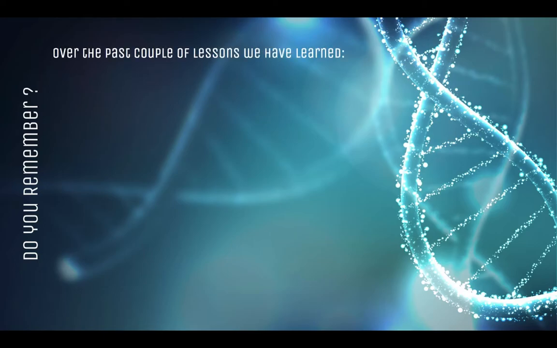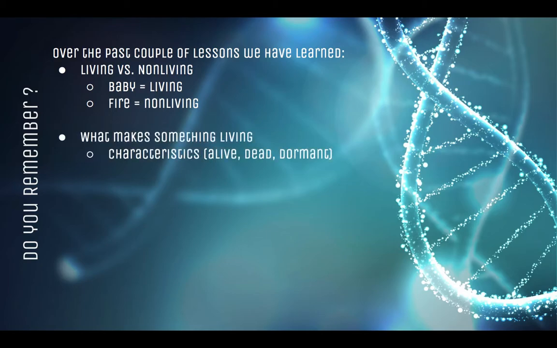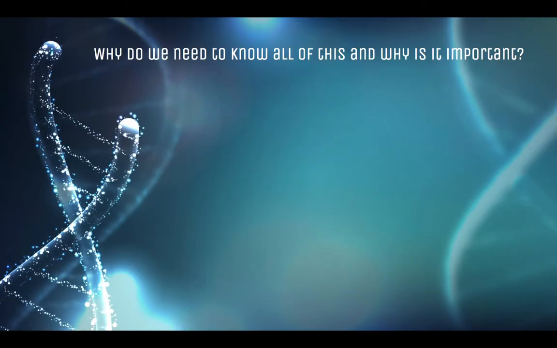Over the past couple of lessons, we have learned living versus non-living, such as a baby is living and fire is non-living. We've also learned what makes something living, characteristics of alive, dead, and dormant. Plant cells, the structure and function within each. Animal cells, the structure and function within each. And the human brain, specifically focused on vision. And this week we're going to be looking at memory.